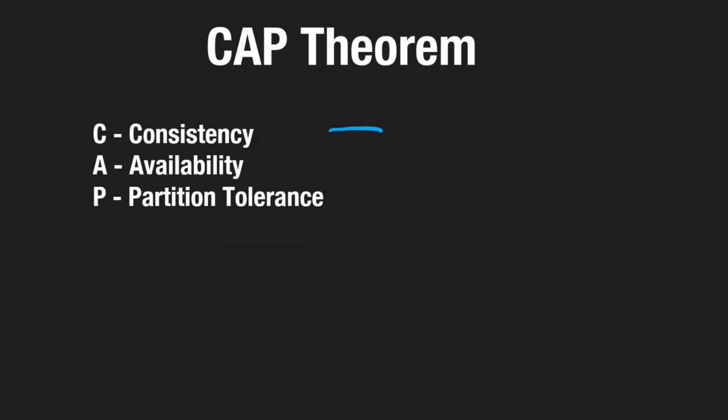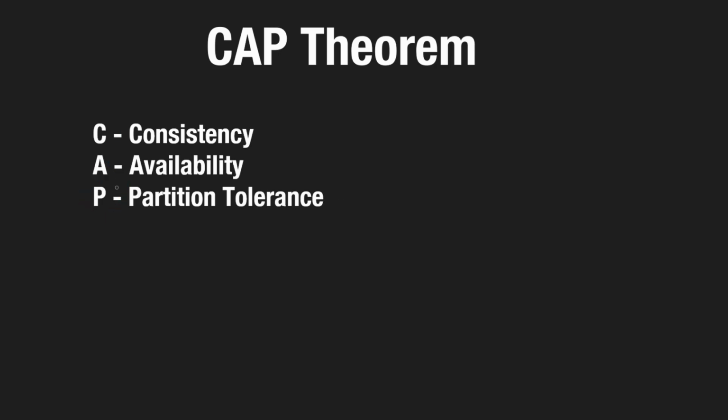So we have an acronym and it's pretty simple. C is for consistency, A is for availability, and P is for partition tolerance. And what people think is that from this acronym, we can choose 2 out of 3. So we could choose CA or CP or AP, but the problem is that that's not the actual theorem.